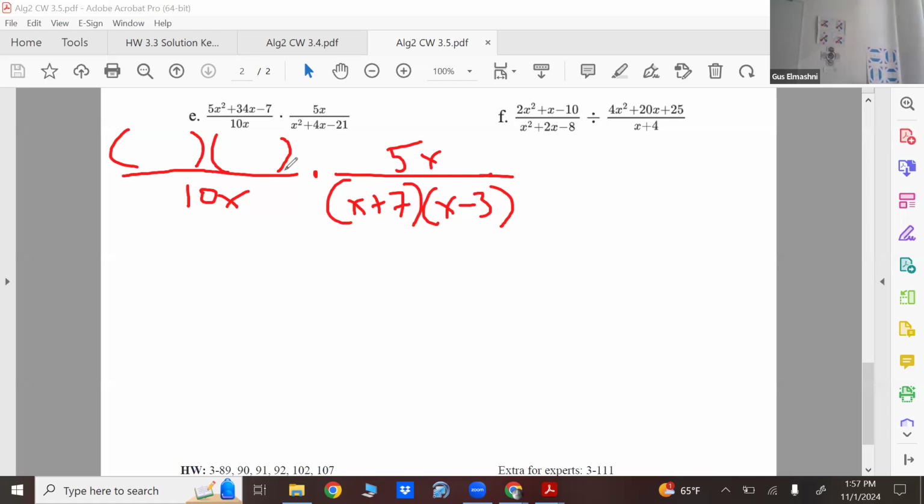Before you get too carried away with the problem, some people think, oh, let's just factor this first. No, don't do that. Do the easy one first. That's the easy one. X plus 7.